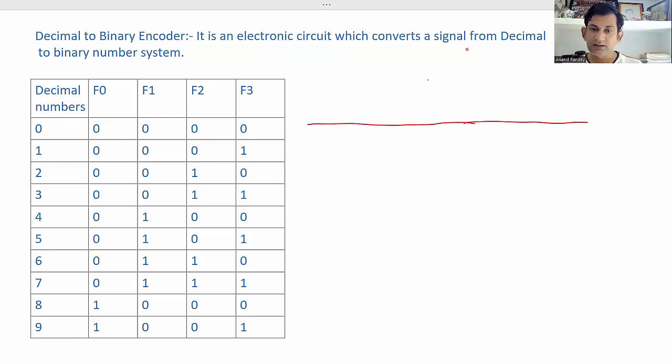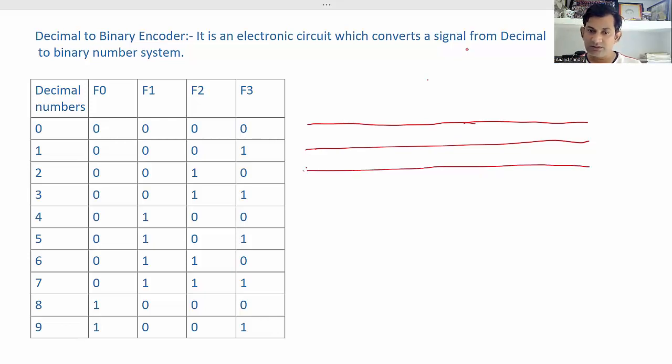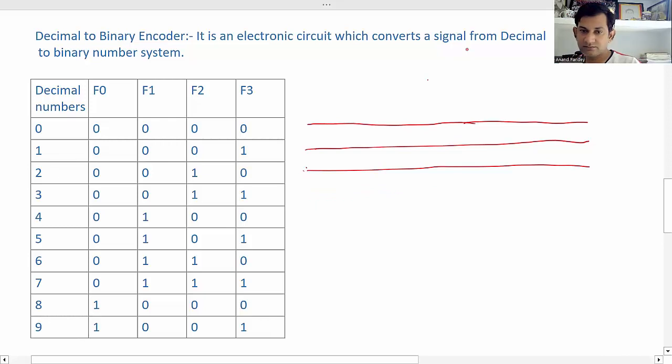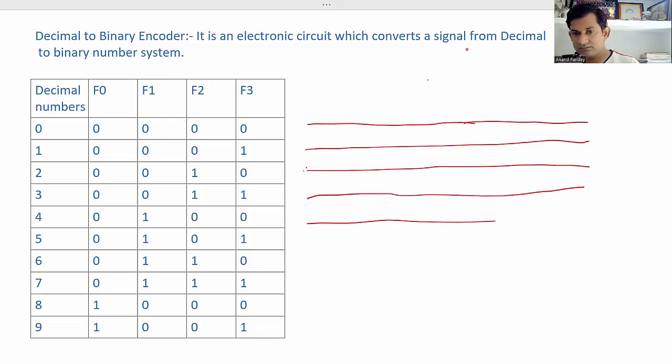These are the input lines. So how many do we have to draw? We have to draw 10. It should be straight. You try to draw the straight lines. Here I am drawing by this pen tab. I'm trying to draw the straight lines, but still. 1, 2, 3, 4. 1, 2, 3, 4, 5. 10 lines we have to draw.